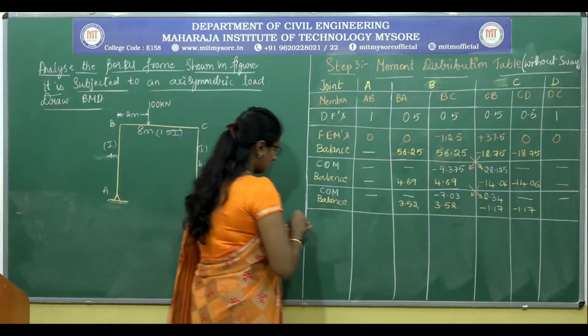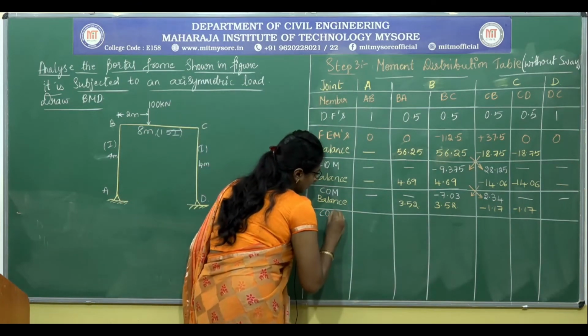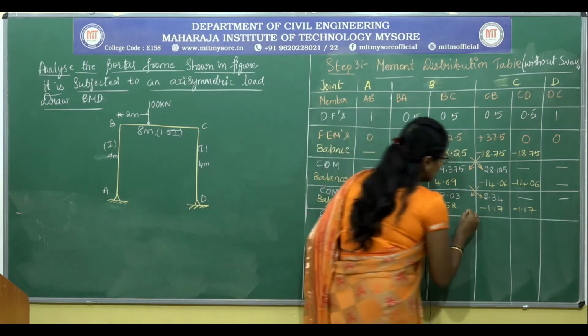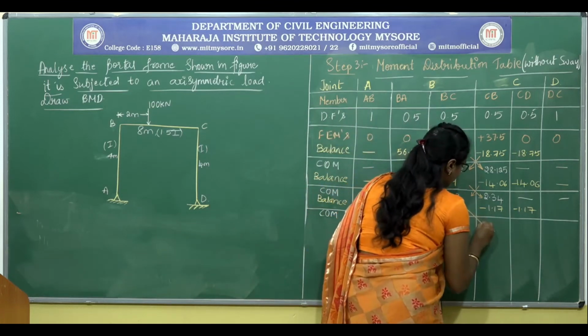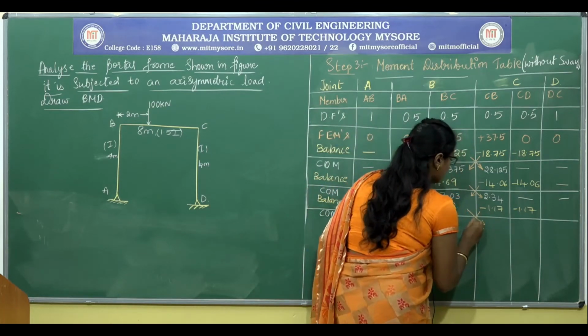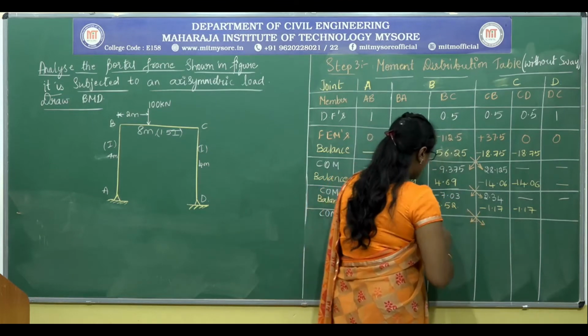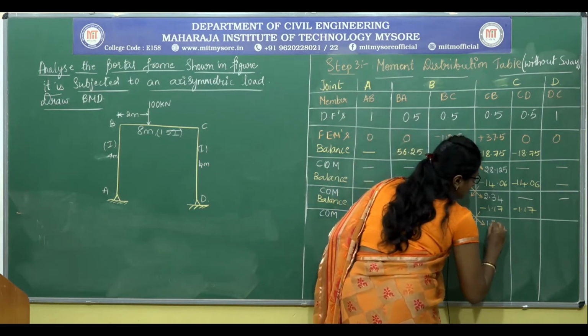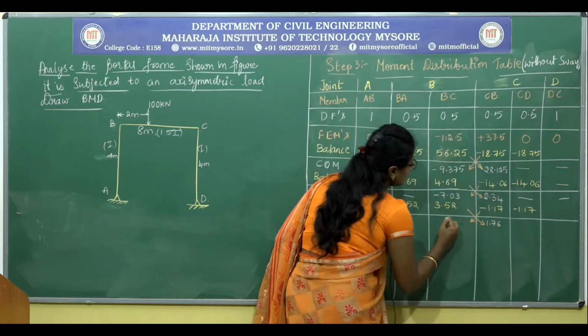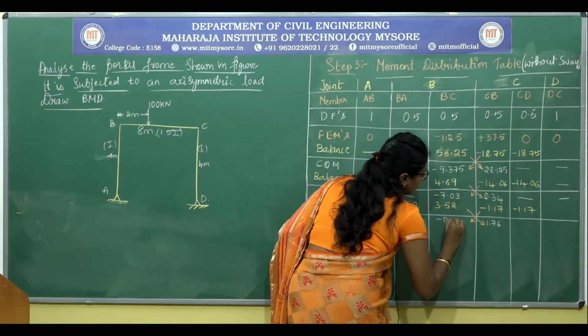So, next is again carry over moment. Half of this is to be carried. So what is half of 3.52? 1.76. Half of minus 1.17 is minus 0.58.